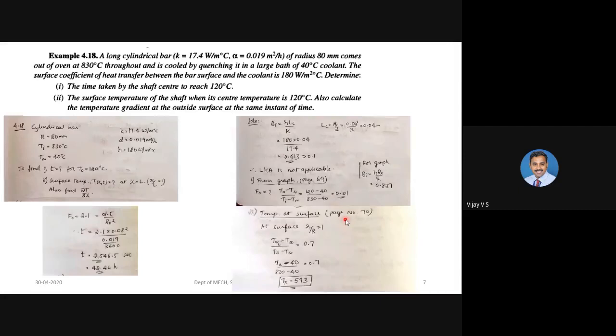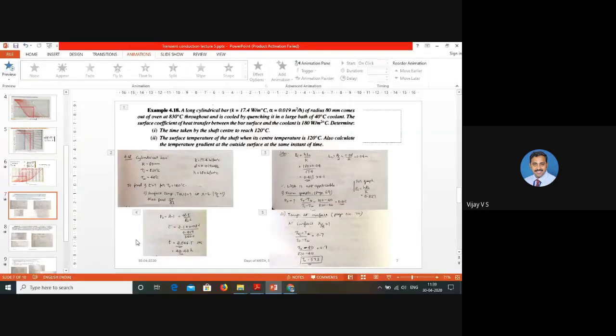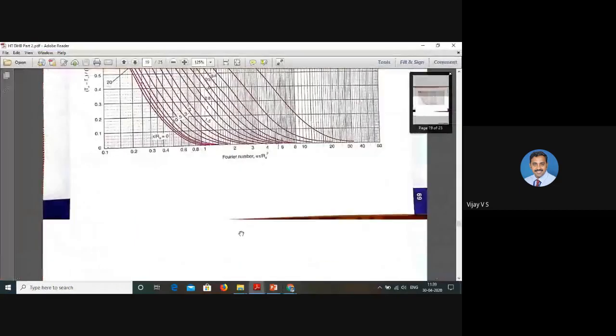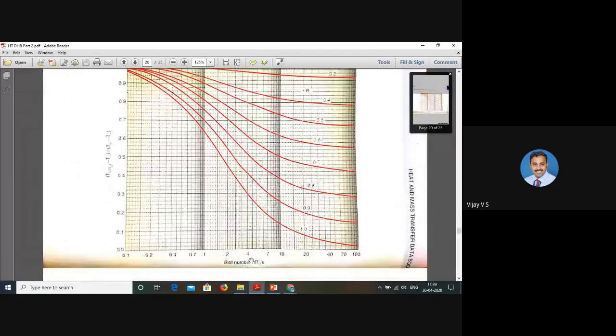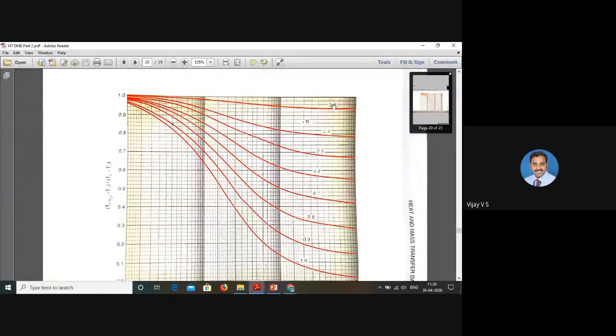Now I should go to the second graph, page number 70. For the second graph, I know the Biot number is 0.827, and r by R is 1. Here the Biot number I already know is 0.827. So 0.8 is somewhere here, 0.7. This is approximate, it's not very accurate. This is the r by R curve, that is 1, 0.2, 0.4.